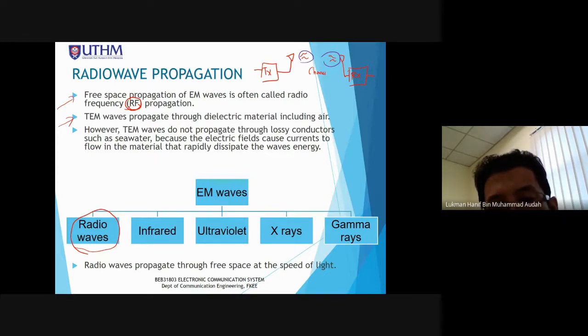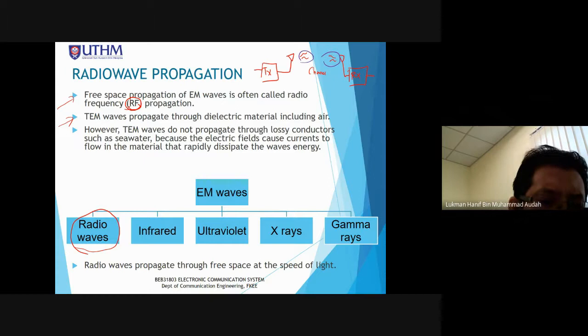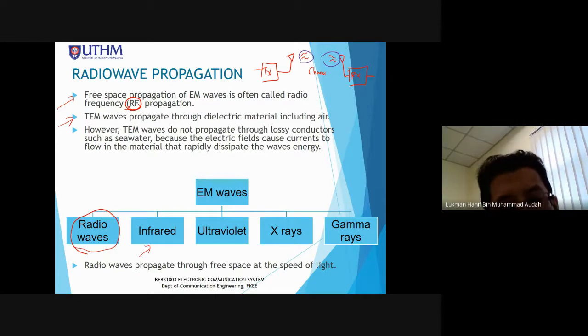So kalau dalam material medium yang lain akan banyak berlaku losses. Okay, so gelombang itu tidak dapat pergi lebih jauh. Dan kalau kita lihat electromagnetic wave ini juga termasuk infrared. Okay, infrared ni yang kita ada gunakan dalam teknologi fiber. And then ultraviolet, and then X-rays lagi tinggi frekuensi, gamma rays lagi tinggi frekuensi dia.